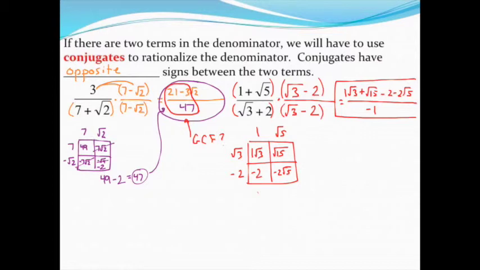I suppose there's one more thing I could do. Since everything's being divided by negative 1, I could go ahead and divide everything by negative 1. That would just change everything's sign. So I'd have negative 1 square root of 3 minus the square root of 15 plus 2, and then plus 2 square root of 5. So I suppose I could do that as well if I wanted to simplify this maybe one step further.